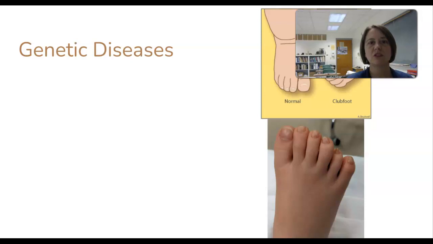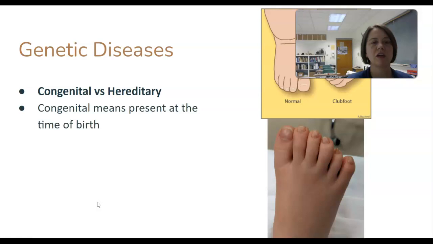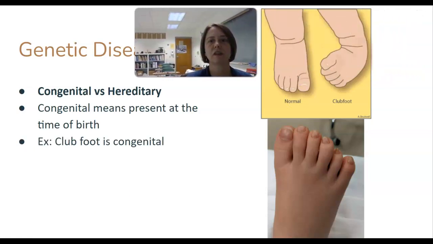And we are talking about genetic diseases, and we're talking about congenital versus hereditary diseases, those two terms. So congenital means present at the time of birth. So clubfoot, which is where the foot kind of turns, the ankle kind of turns in here, that is congenital. It's not hereditary, it just happens in the womb, but it is present at birth.